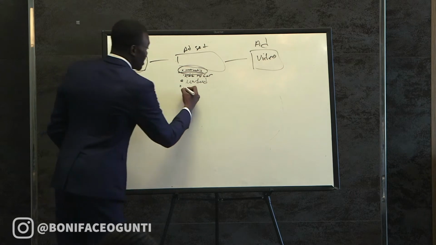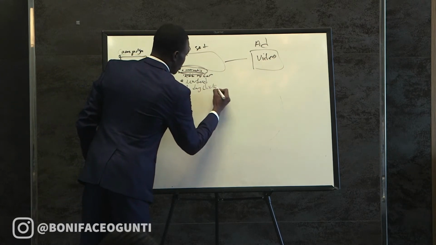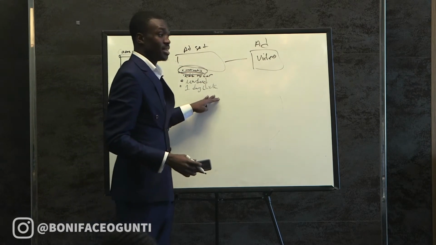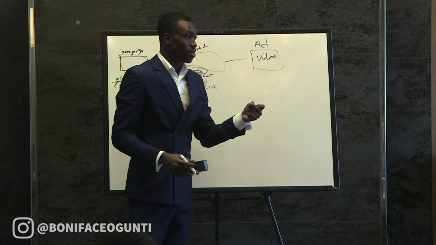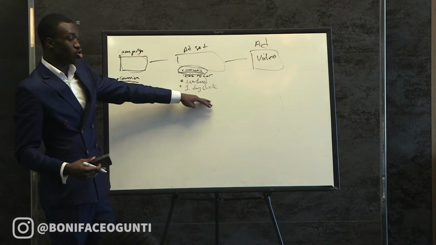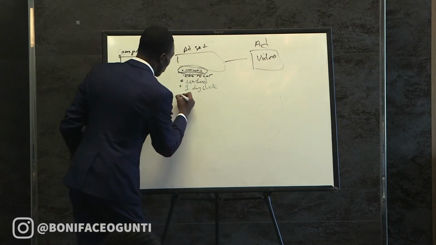You also want to make sure you do one-day click. You want to do one-day click because you only want to show your ad to people who are willing to buy. Impulsive. You only want to make sure your ads are showing to people who are very impulsive. So you want to do one-day click. Then for the video, what we like to do, also the targeting.